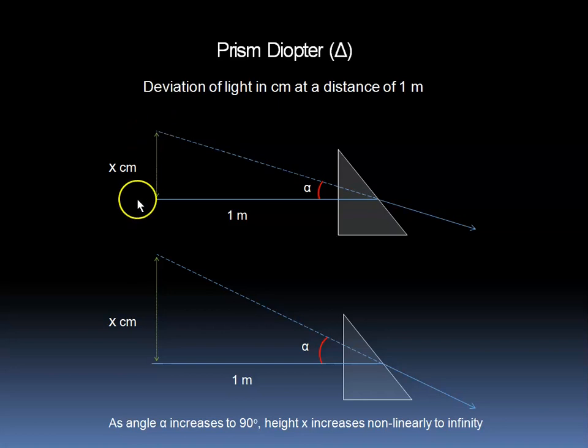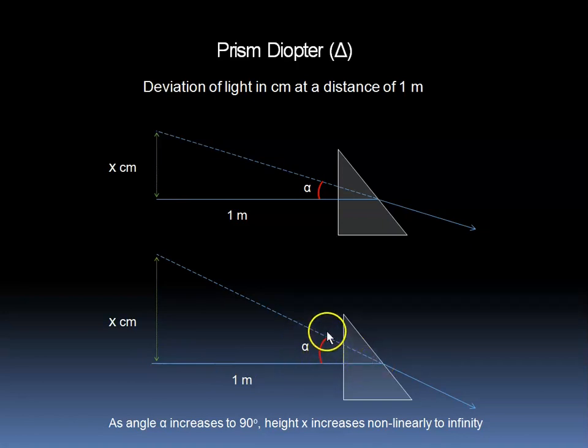When we have an object 1 meter away, and it is deviated by a certain number of centimeters, we call that a prism diopter. Here, one shows a greater deviation than here. In other words, x centimeters is a larger number here than it is here at 1 meter away.